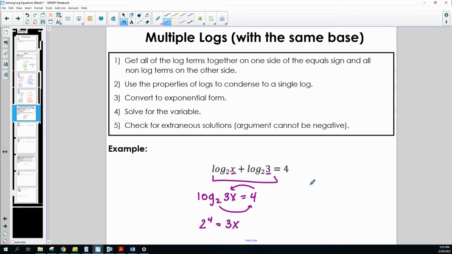Just going to go over here for more space. So 2 to the 4th is going to be 16. 16 is equal to 3x. I'm going to divide by 3. So x is equal to 16 over 3. Okay, if I plug 16 over 3 into my arguments, the only one I can plug it into is x. It's a positive number, so it is good.